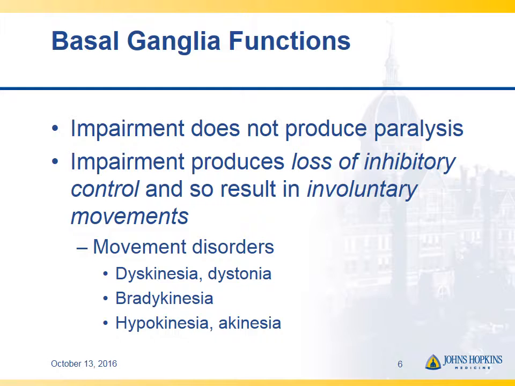I mentioned that a function of the basal ganglia is to refine motor movement. So a lesion of the basal ganglia does not produce paralysis. Instead, the impairment would be a loss of inhibitory control with resultant involuntary movements.